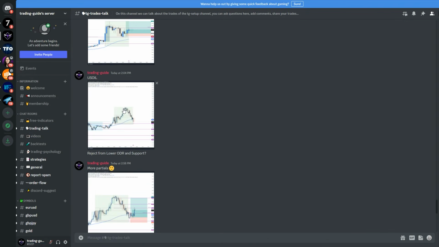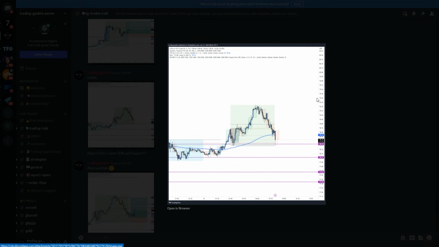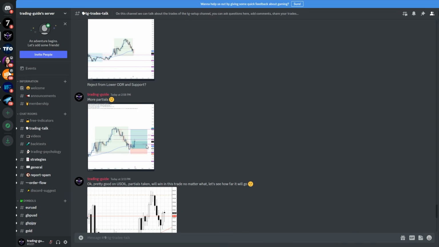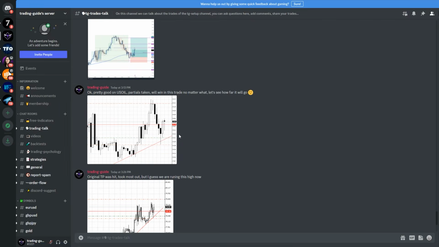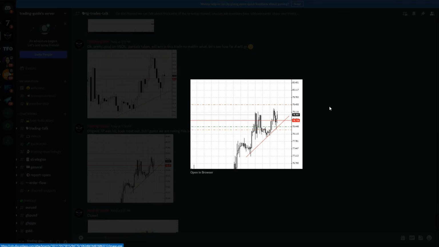Or have a look at this US oil that I announced in the Discord in the member section. Similar setup here in the London session. We have a rejection of this level, which was a 1 hour resistance that acted then as support. We rejected from it. This was the initial plan for taking partials and then finally the TP, but this thing went even higher.